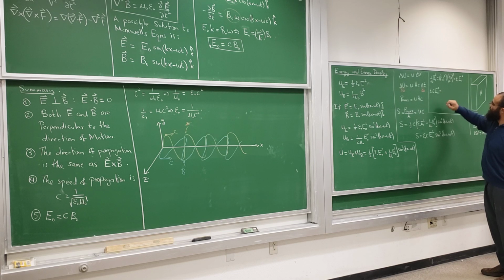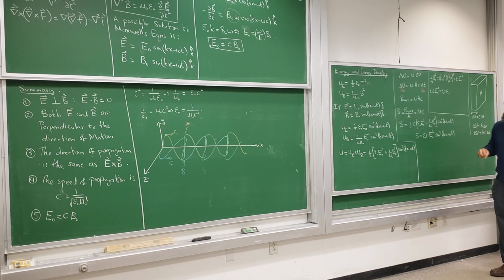It's equal to epsilon naught C, and then E naught times E naught. Okay, so this is E naught squared. One of the E naughts, I'm going to leave as E naught. The other one, I'm going to write as C times B naught. Is that clear? This is E naught, and this is still E naught, but just written differently. And I would like to have both the E naught and the B naught, for a reason that you will see.